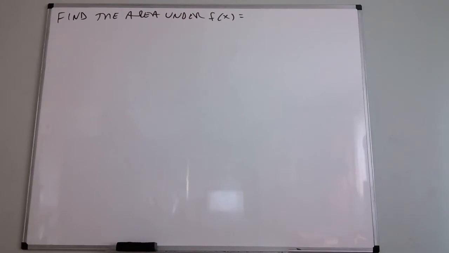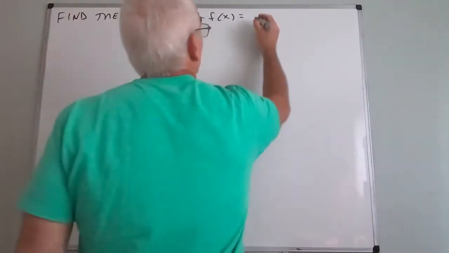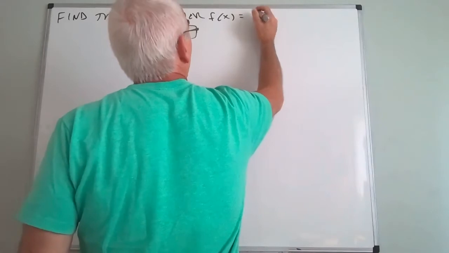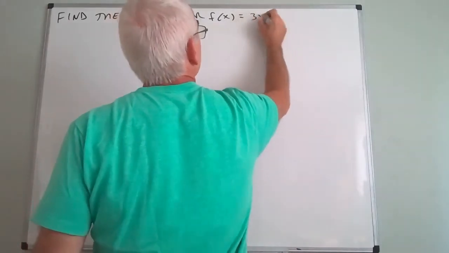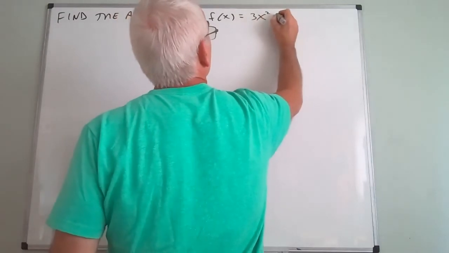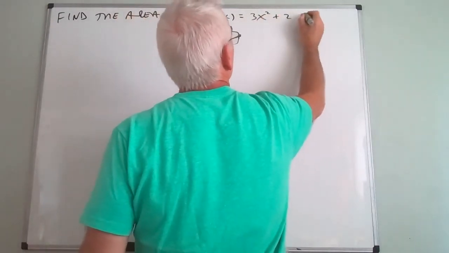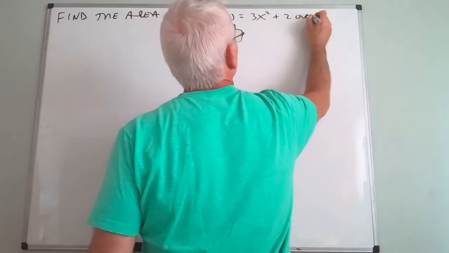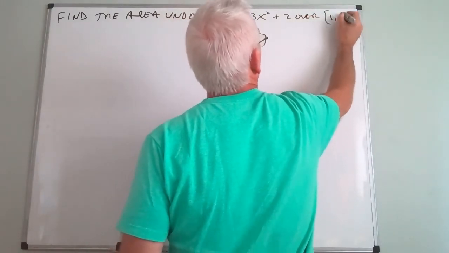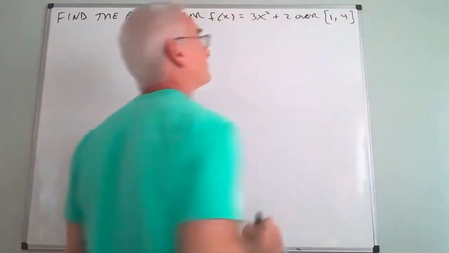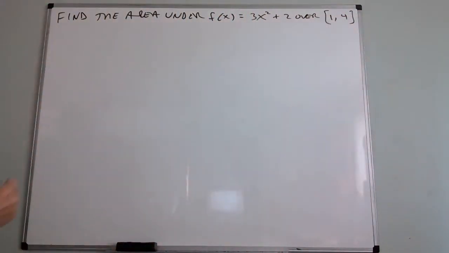Let's see. Let's do a parabola. How about 3x squared plus 2 over the interval, let's say 1 to 4. So what does that mean?